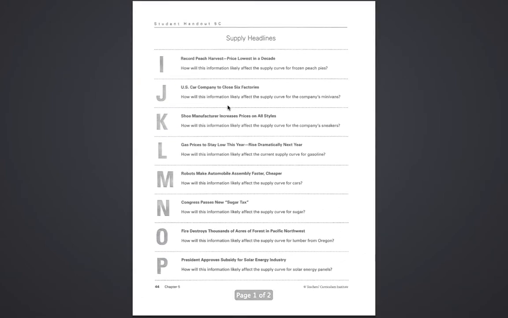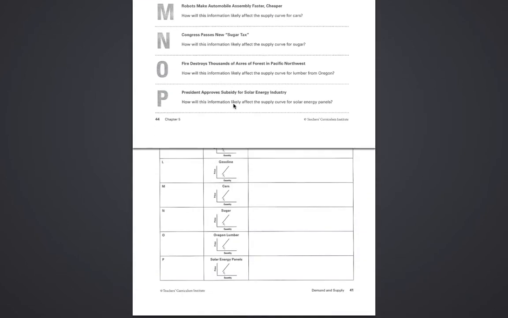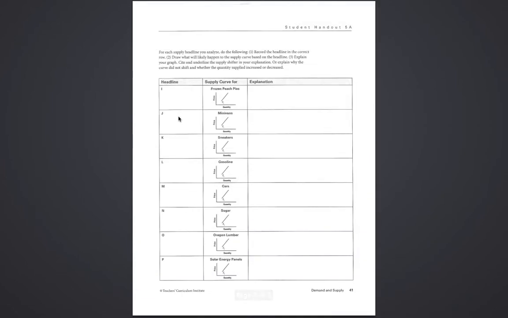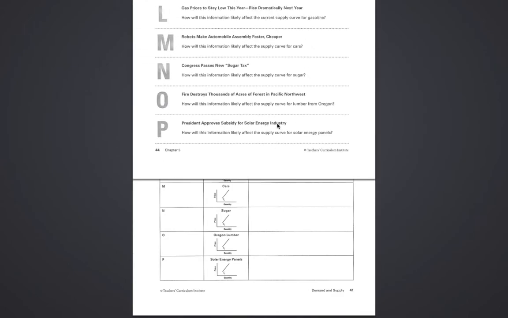Our next headline, U.S. car company to close 6 factories. How will this information likely affect the supply curve of the company's minivans? Once again, our headline is that we're closing 6 factories. If we are closing factories, we're not changing the price, we're changing something else. This is going to cause fewer minivans, so we are going to decrease. So our new curve is going to be back to the left because of the decrease in the number of firms.